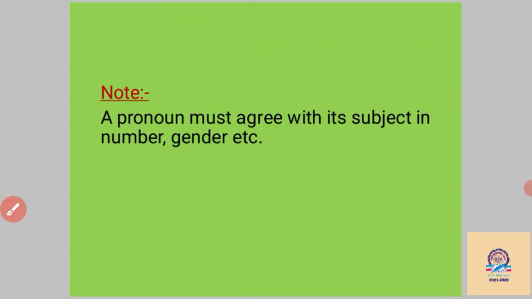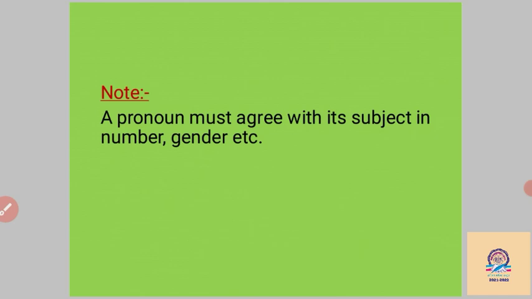So we have to use the pronoun according to the noun number, either singular or plural, and according to the gender. If the gender is masculine, we have to change the pronoun to the masculine gender, and if the gender is feminine, we have to change the pronoun to the feminine gender. So the pronoun must agree with its subject in number and gender. It means we have to change the pronoun related to the noun's number and gender.